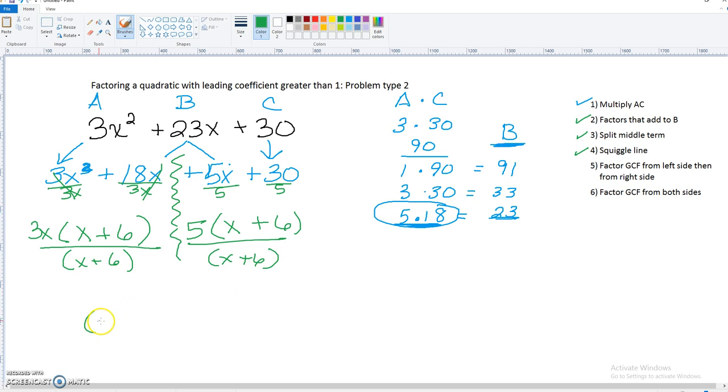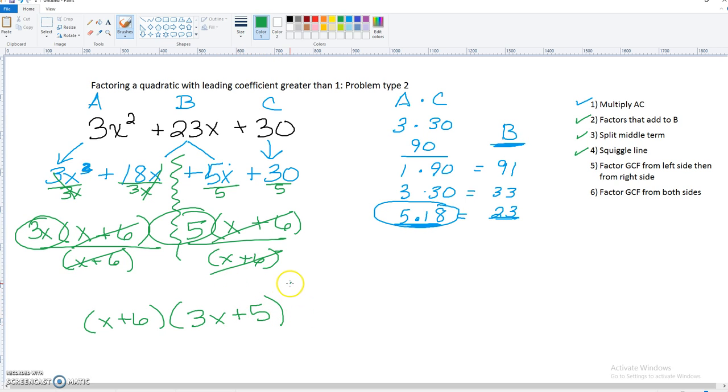Okay, so we're going to take this x plus 6. Okay, so this cancels this, leaving us 3x. That canceled that, leaving us plus 5. And this is our final answer. And this particular method can be used for all trinomials.